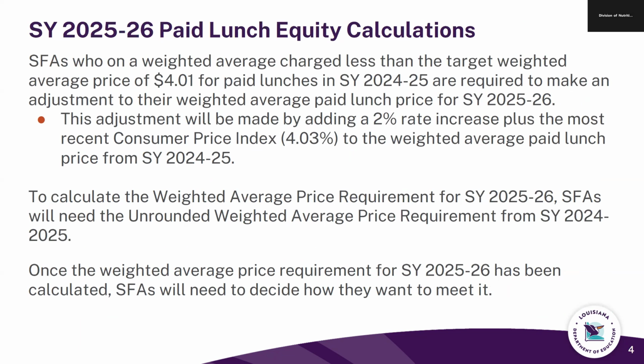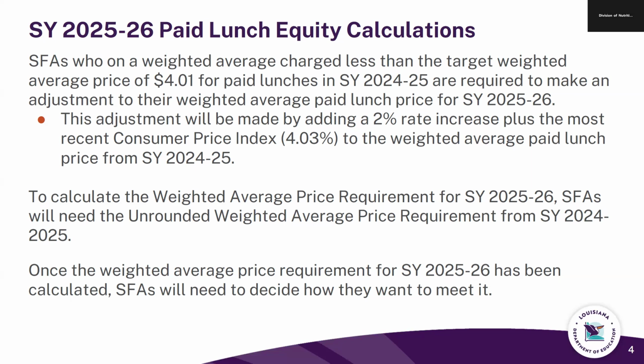So let's talk about the paid lunch equity calculation. SFAs who, on a weighted average, charge less than the target weighted average price of $4.01 for your paid lunches in the previous school year, so in the 24-25 school year, will be required to make an adjustment to your weighted average price for the 25-26 school year. This adjustment will be made by adding a 2% rate increase plus the most recent consumer price index of 4.03% to the weighted average paid lunch price from school year 24-25. So this is basically just explaining how the calculations work.